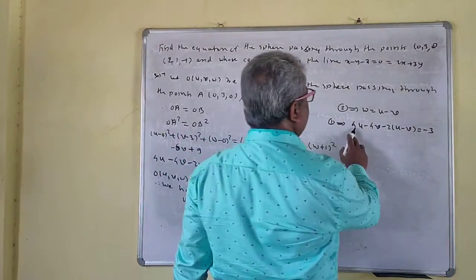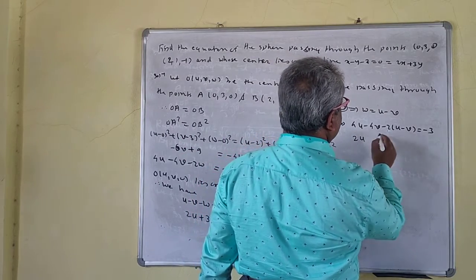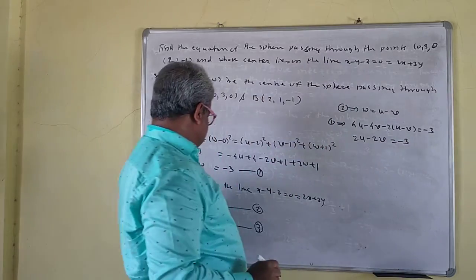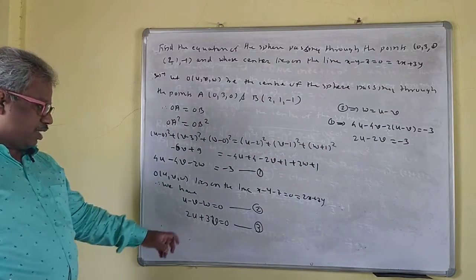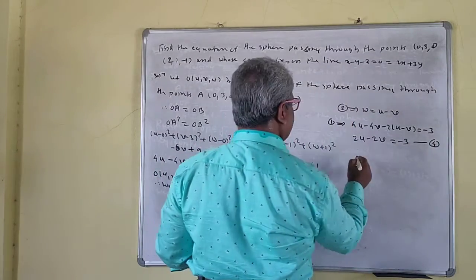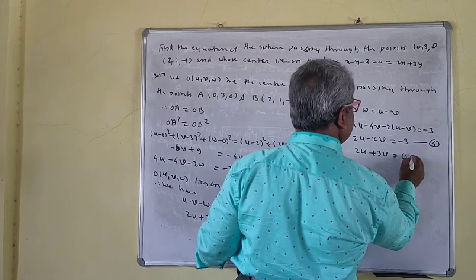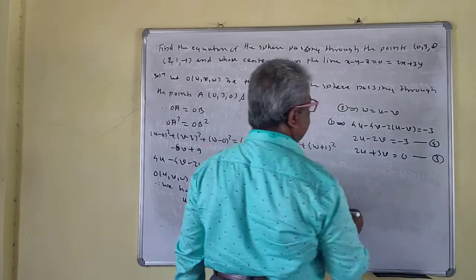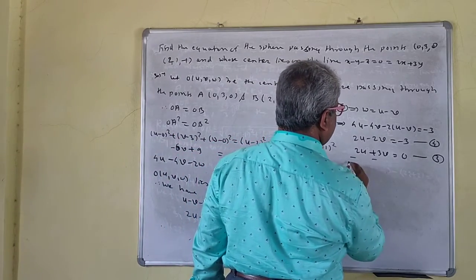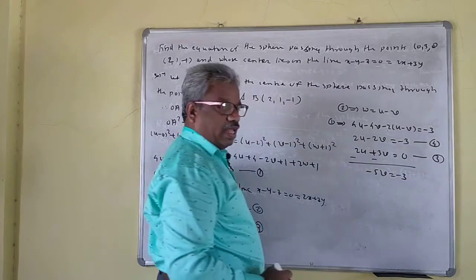Okay, so 4u minus twice u is twice u, so this is plus twice u, and minus twice v is equal to minus 3. Now twice u is there, so this is 4. Twice u is here now, so this is twice u plus 3v is equal to 0. So this is your 3 now. What will we do? So minus. Okay, so this is minus 5v is equal to minus 3.